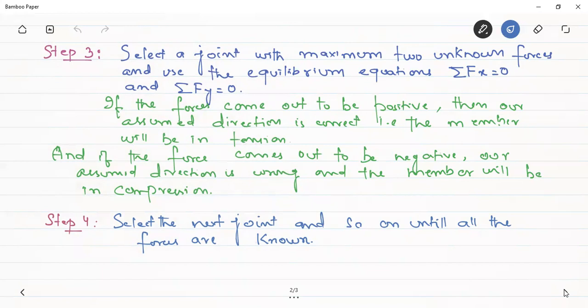So similarly, you can see that in step number 4, select the next joint, and so on. Okay, we will go on selecting the joints until all the forces are known to us. Okay, so let's see one example here.